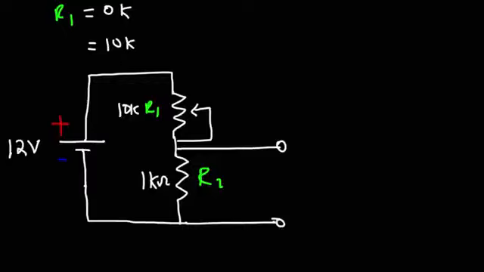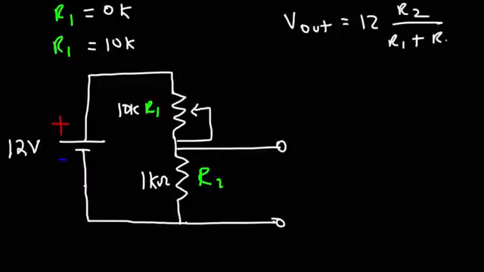So let's calculate the output voltage when R1 is set to 0K. So we know the output voltage is going to be the input voltage, which is 12, times R2 over R1 plus R2. So when R1 is 0K, you can just eliminate R1 out of the equation. It's going to be R2 over R2, which cancels to 1. So the output voltage will be 12. So let's say V out is equal to 12 volts.